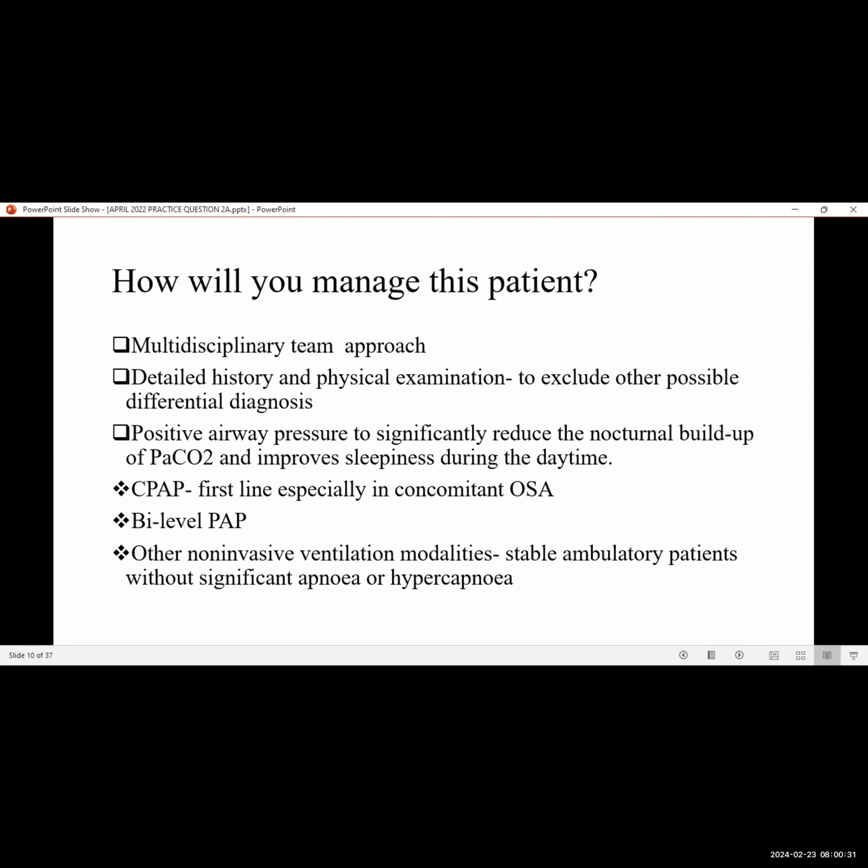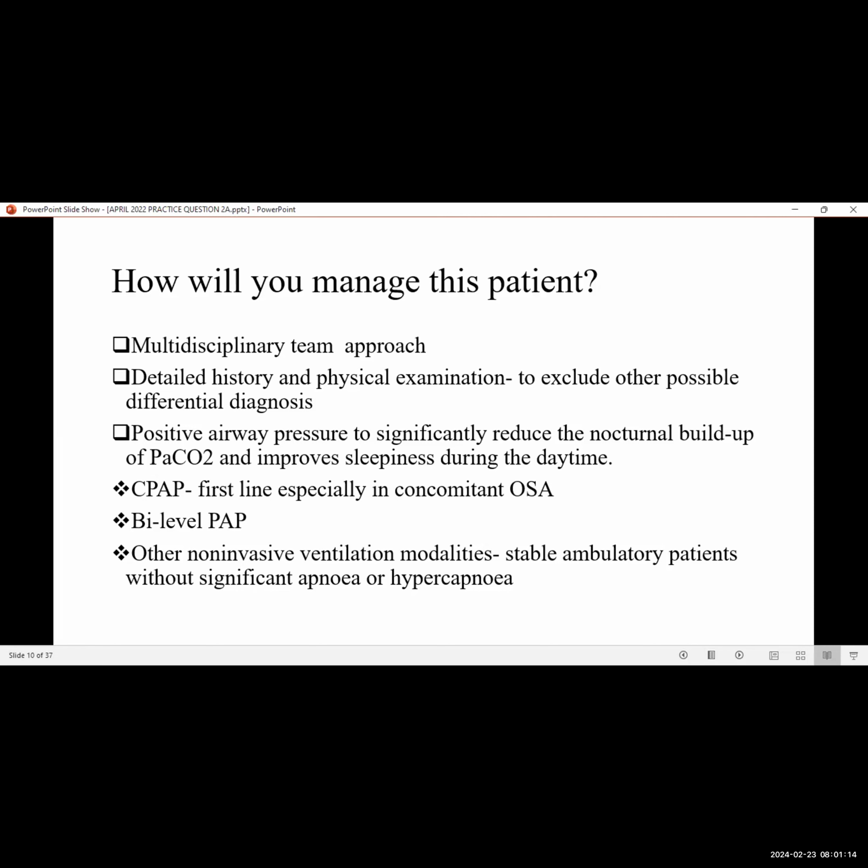And then airway obstruction, that would guide me properly. Then the major management will involve using positive airway pressure. That will also help to significantly reduce the nocturnal buildup of partial pressure of carbon dioxide and improve sleepiness during the daytime. That may be in the form of continuous positive airway pressure. That's the first line, particularly if there is no concomitant obstructive sleep apnea. If there's concomitant obstructive sleep apnea syndrome, I've said that in 90% of cases you have obstructive sleep apnea syndrome coexisting with obesity hypoventilation syndrome.